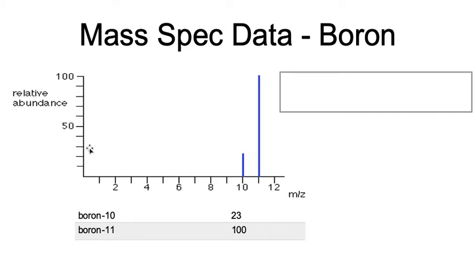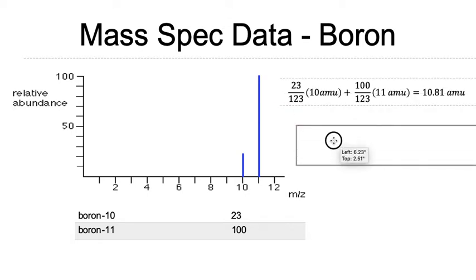So that's how common each one of the isotopes was. And along the x-axis, you're having the different molar masses, so 10 or 11 in this case. Here's the data. It says that there were 23 of the lighter ones and 100 of the heavier boron 11. We can use that to calculate the average atomic mass.